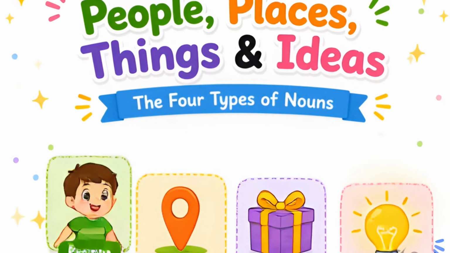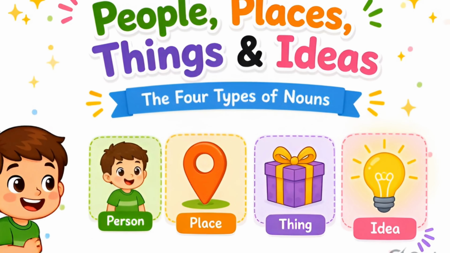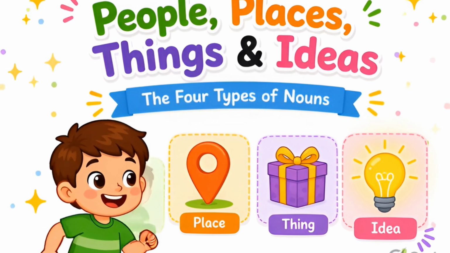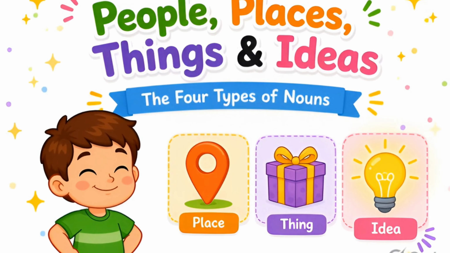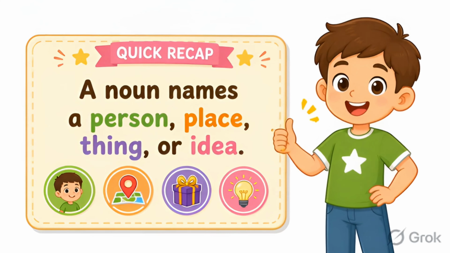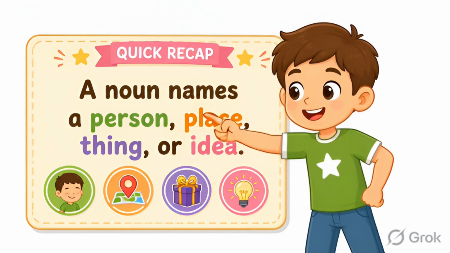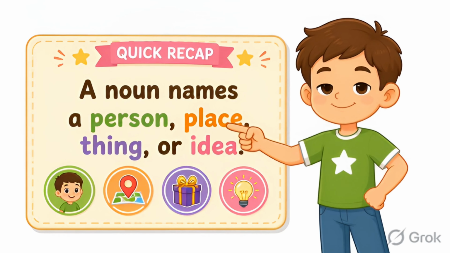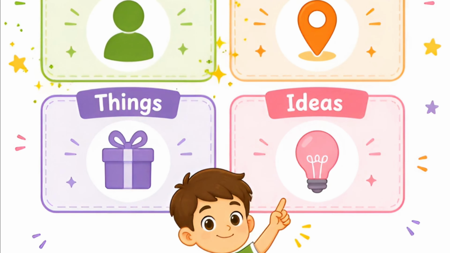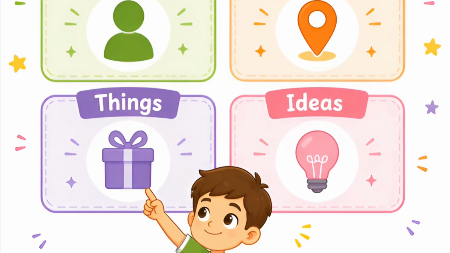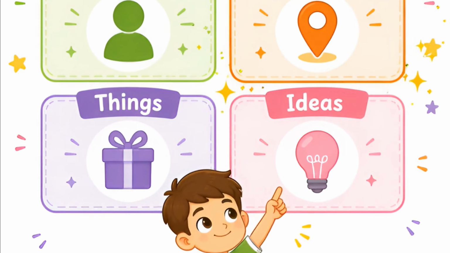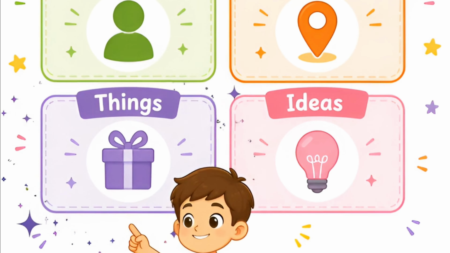In the last lesson, we learned what a noun is. Today, let's explore the 4 types of nouns: people, places, things, and ideas. Remember from last time, a noun is a word that names something. Today, we go deeper into each type. Every noun belongs to one of these 4 groups: people, places, things, or ideas. Let's look at each one carefully.